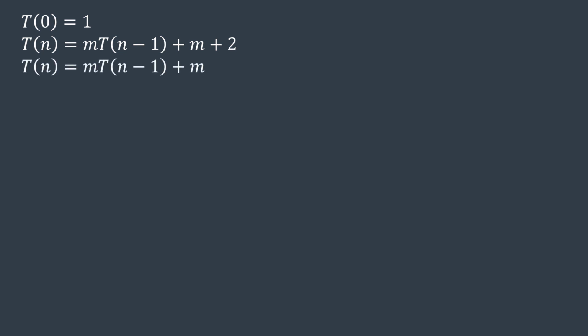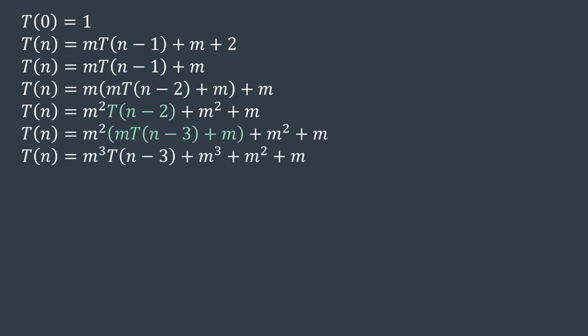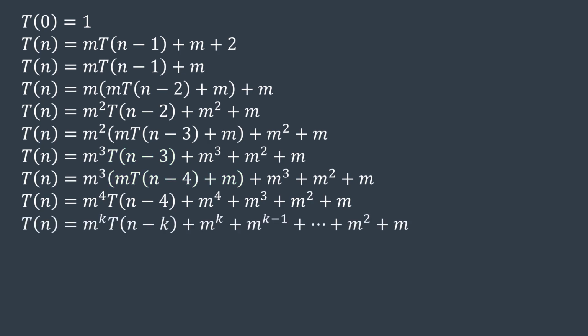We replace T of n minus 1 by m times T of n minus 2 plus m, and we simplify. We replace T of n minus 2 by m times T of n minus 3 plus m, and we simplify. We replace T of n minus 3 by m times T of n minus 4 plus m, and we simplify. Here we started noticing the pattern. We can find the general expression with k. It's m power k times T of n minus k plus m power k plus m power k minus 1, and so on until m squared plus m.